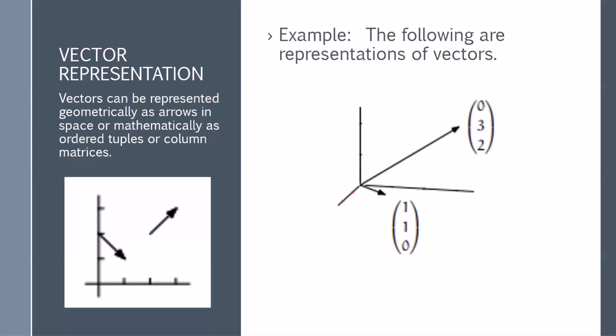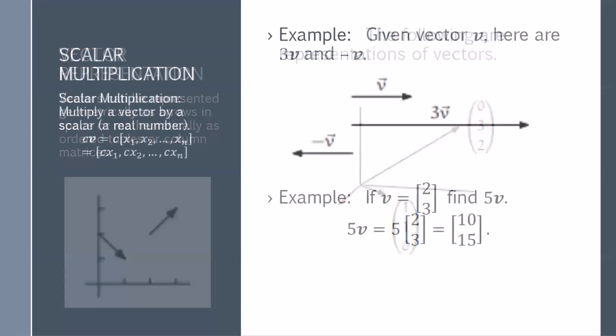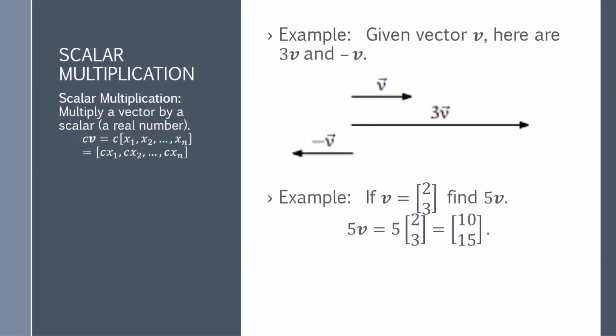Of course, we can represent three-dimensional vectors as well. And after that, it obviously gets impossible to draw. So we rely solely on the column vectors. Now, given a vector v, we can multiply it by a scalar. Vectors work in much the same way as matrices. So multiplying a vector by a scalar c is done component-wise.